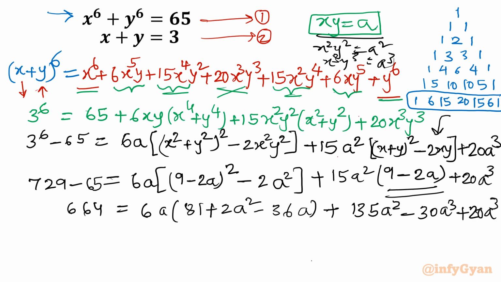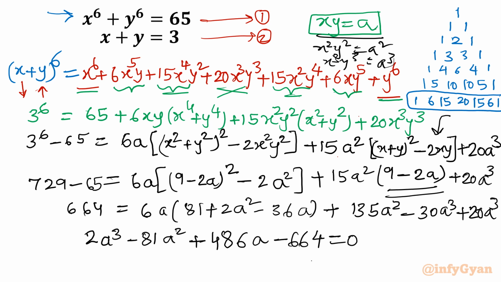Okay, after simplifying this equation, we will get the cubic equation. See, after cancellation, whatever it is, I will get 2a cube minus 81a square plus 486a minus 664 equal to 0. Task is done.